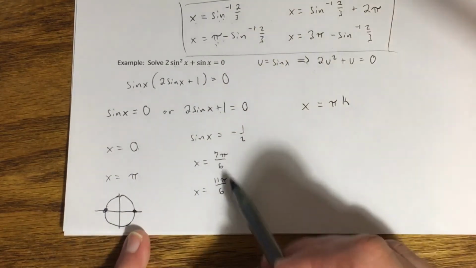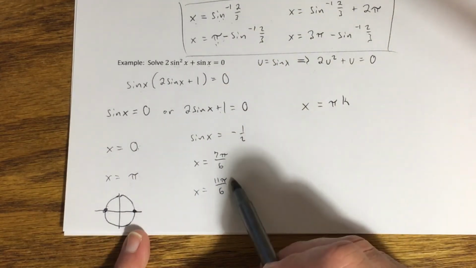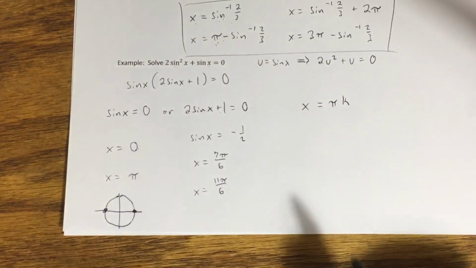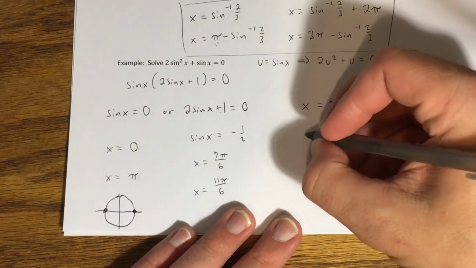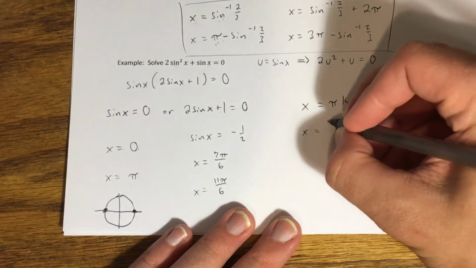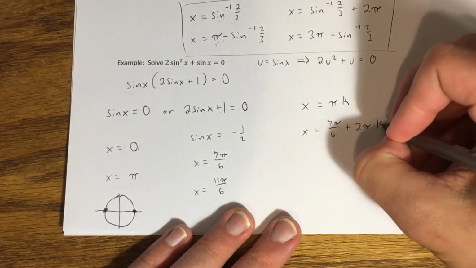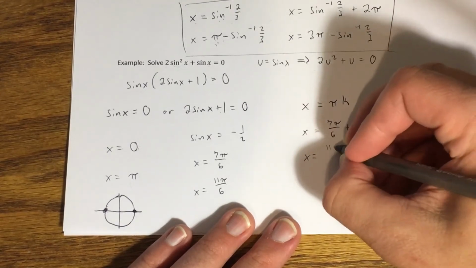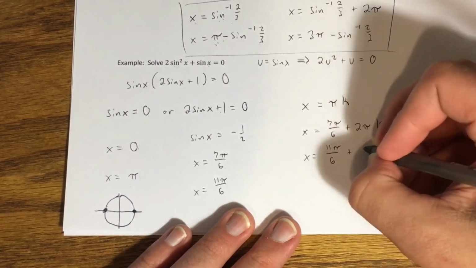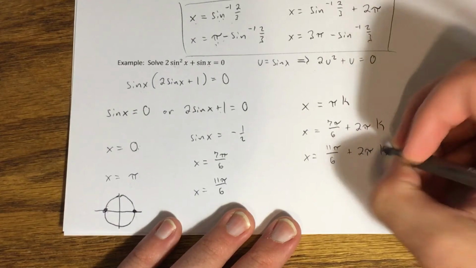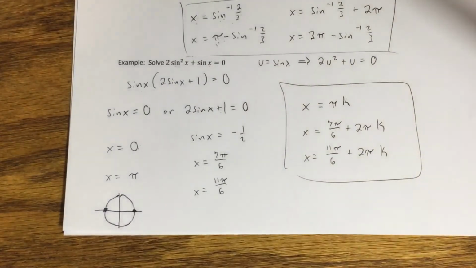I can't do that with these two because these two don't have that angle of pi between them. So for those, I do need to write x equals 7 pi over 6 plus 2 pi k, and x equals 11 pi over 6 plus 2 pi k. This would be the general solution to that equation. Okay? I still have about 5 more examples I want to look at.